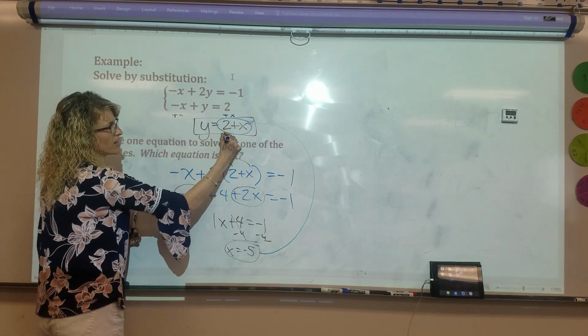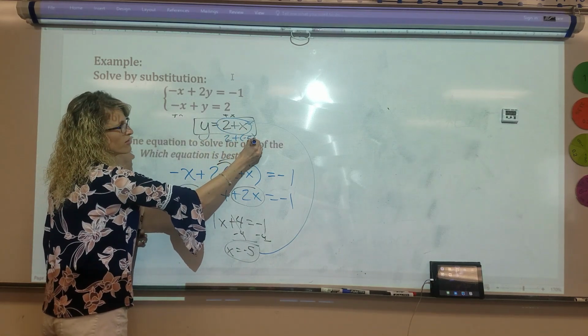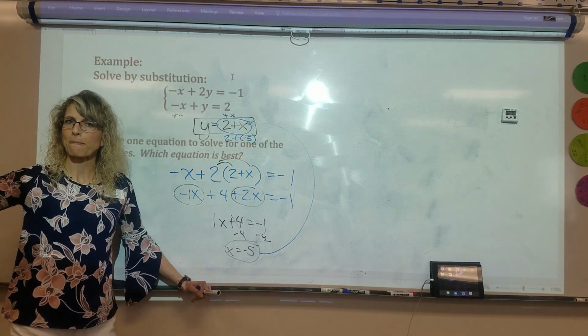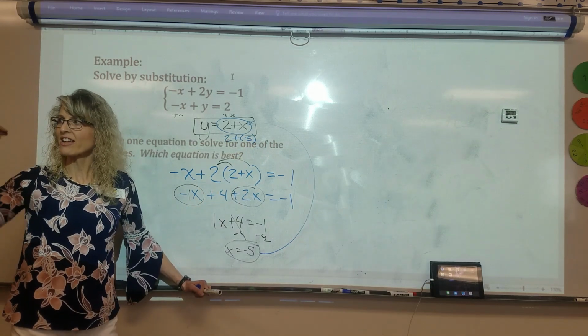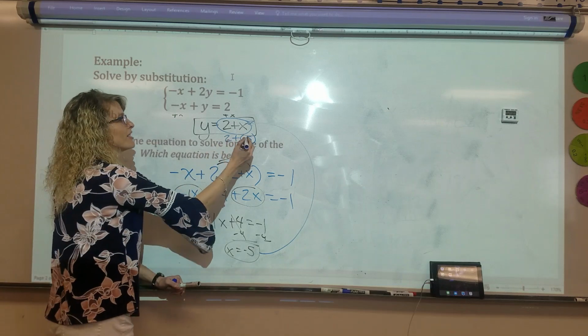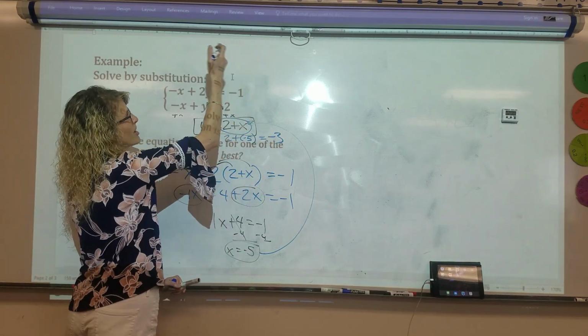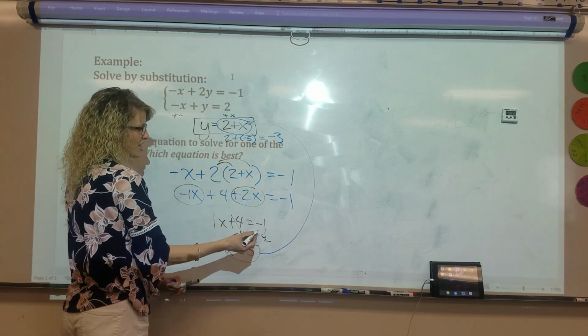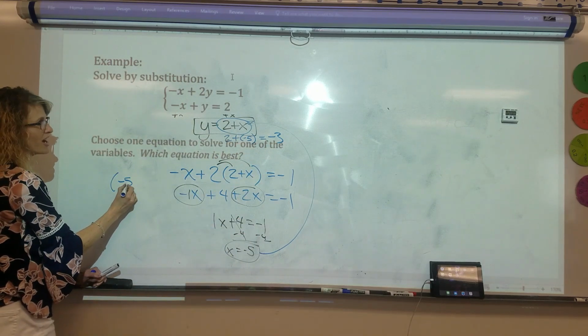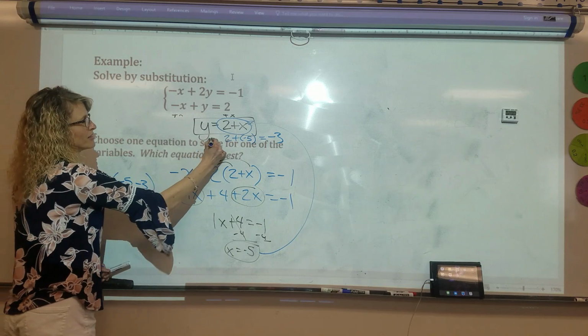It's like that fast. 2 plus negative 5. Think. Get ready. Negative 3. Negative 3, right? I'm starting at 2, and then I gotta back up 5, so negative 3. So I can write it as an ordered pair, (-5, -3).